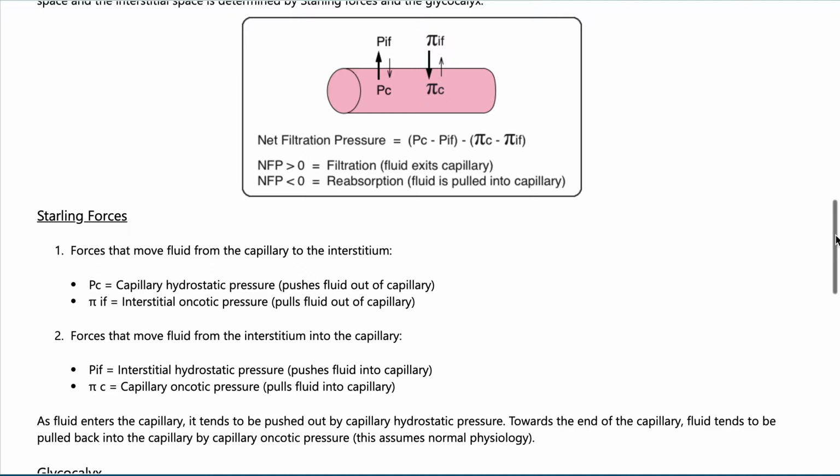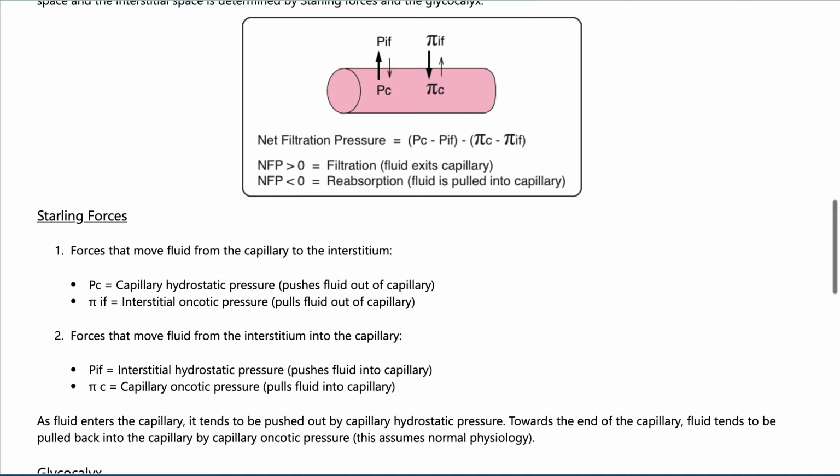PC is capillary hydrostatic pressure, so capillary pressure, and this pushes fluid out of the capillary. The symbol pi IF is interstitial oncotic pressure, and it pulls fluid out of the capillary. So those are the two forces that move fluid from the capillary to the interstitium.